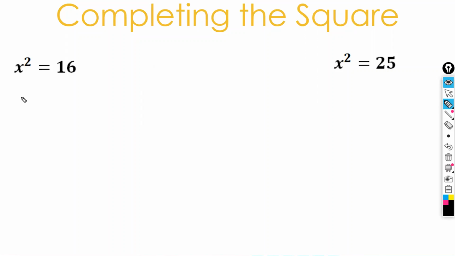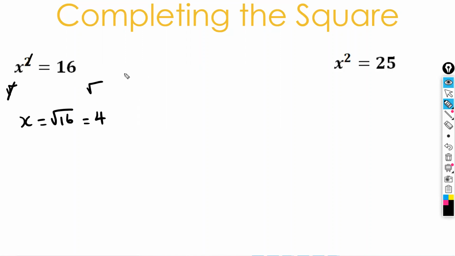Well, x is going to be equal to, if we take the square root of both sides, that way this and this will cancel out. We'll be left with x is equal to the square root of 16. x is therefore equal to 4. And hopefully you should be able to see that 4 squared will give us 16.